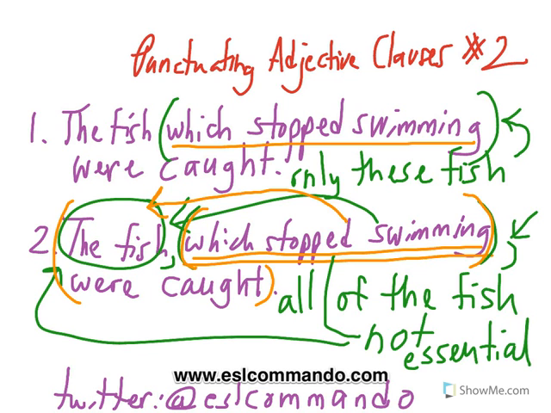And so we need to make that meaning distinction. It's very important. So again, in number 1, which fish were caught? Only the ones which stopped swimming. In number 2, which fish were caught? All of them, because we don't need this adjective clause in the second sentence. We have commas there. Okay, thanks. I hope this helps just a little bit understanding punctuating adjective clauses.